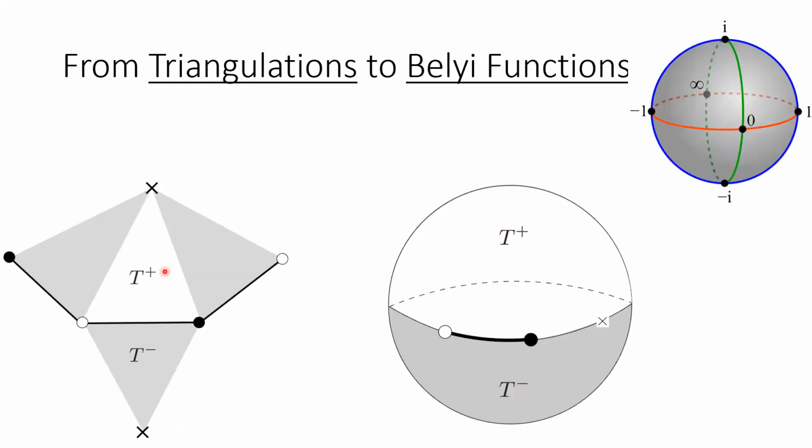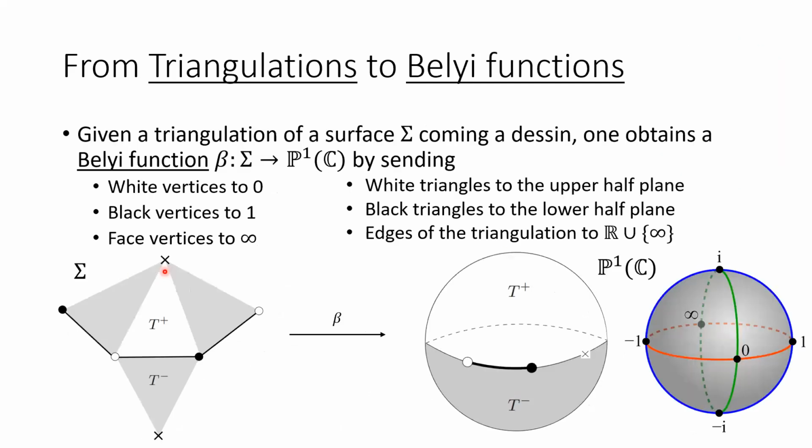And then, from triangulations, you get Belyi functions. I can explain what a Belyi function is in the process of telling you how to get one. Given a triangulation of a surface sigma coming from a dessin, one obtains a Belyi function beta from sigma to the Riemann sphere by sending white vertices to 0, black vertices to 1, and face vertices to infinity, and also white triangles to the upper half plane, black triangles to the lower half plane, and edges of the triangulation to the real line union infinity.